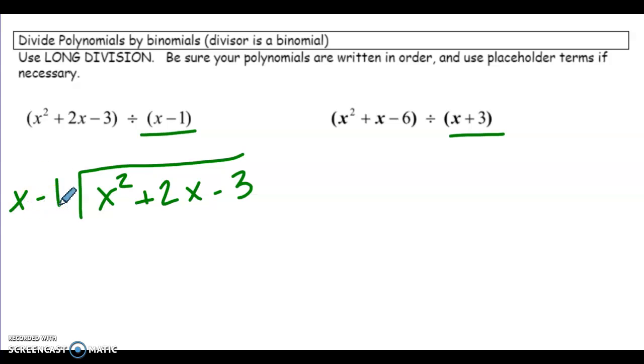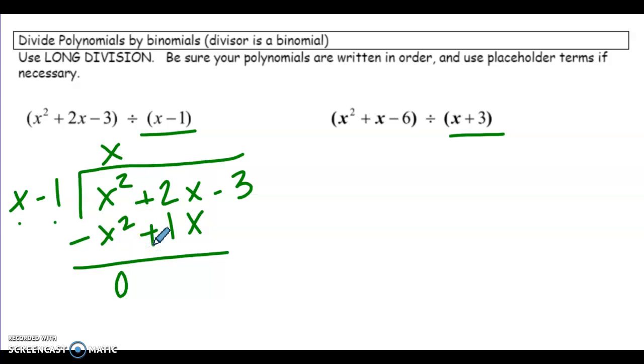Okay, so here's what I need to look for. I'm looking for my x and my negative 1. So x goes into x squared, so that's just going to be x. So x times x is x squared, but I also have to take it times that negative 1. So x times a negative 1 is a negative 1x. Now this is why I need my placeholder, because now I'm going to subtract. Now when I subtract these front ones, they cancel, but when I subtract the back, it actually ticks. So it's 2 minus a negative 1, which would be plus, which is actually going to be plus 3x minus 3. Okay, we're done with that 0.